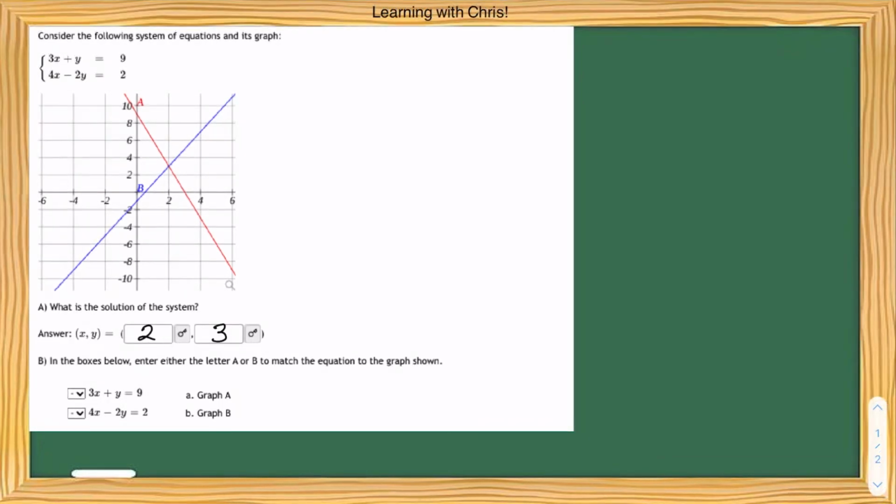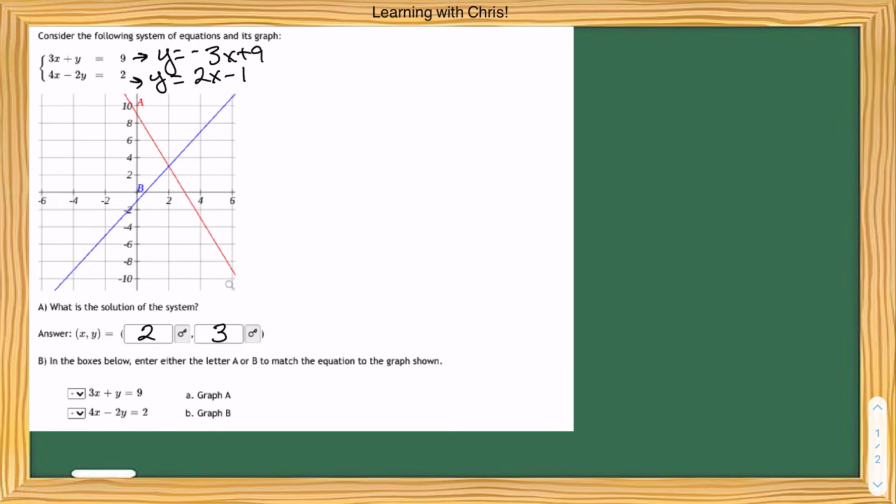Moving on to question B, we now need to determine which line belongs to which equation. So we're going to start by converting our equations to slope-intercept form so that we can easily spot which line belongs to which equation. Starting with the first equation, we're going to convert 3x plus y equals 9 to y equals negative 3x plus 9. Then we're going to do the same thing for the second equation and convert 4x minus 2y equals 2 to y equals 2x minus 1.